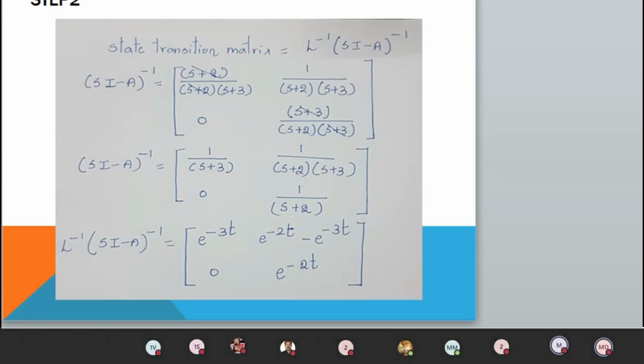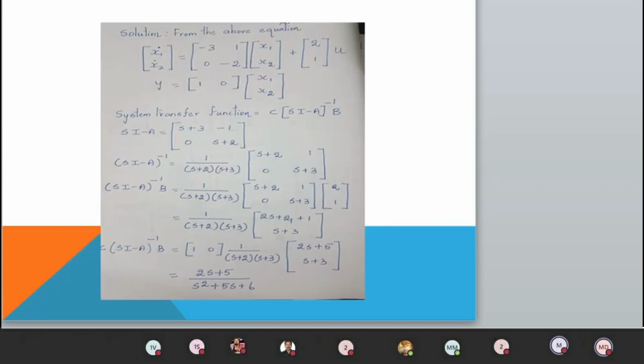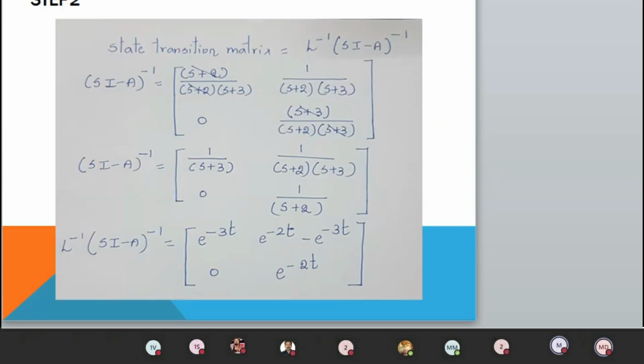The next question is state transition matrix. State transition matrix, Laplace inverse of sI minus A inverse. You already found out what is sI minus A inverse. Okay, because the transfer function expression is C sI minus A inverse of B. From that, state transition matrix is sI minus A inverse. So that's why I told you several times, finding state transition matrix is indirectly finding transfer function. Okay, so don't think both are different. Both are correlated.